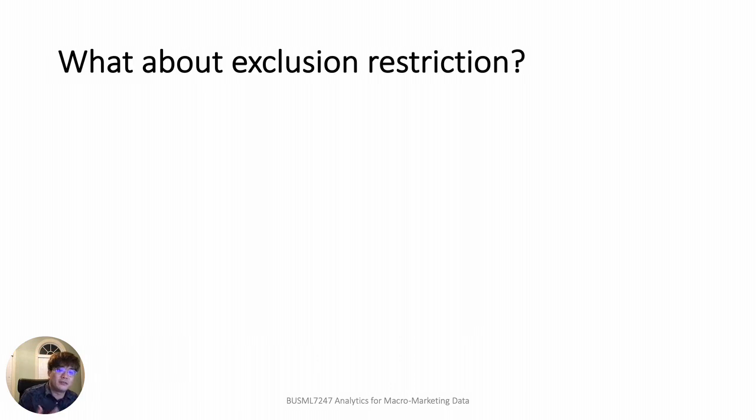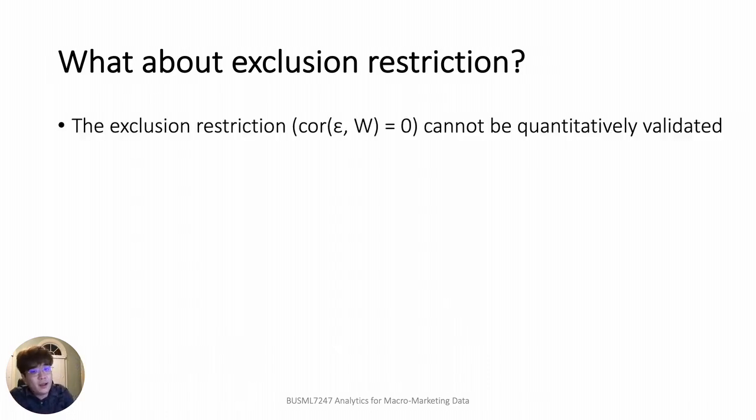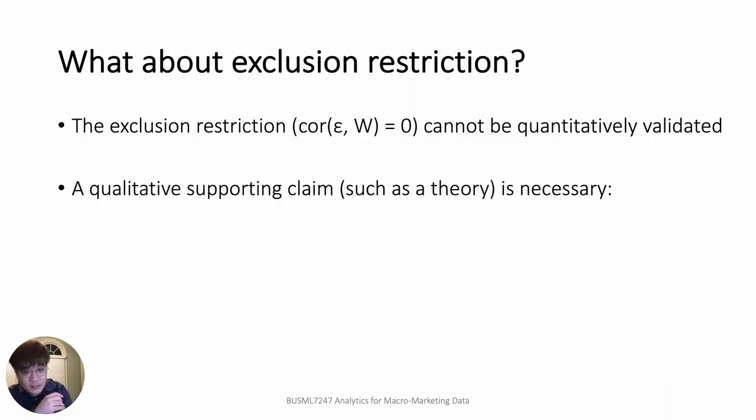Although there exists a risk of weak instrument problem, we can handle the relevance condition by the quantitative validations. But the exclusion restriction cannot be quantitatively validated. The reason is very simple. The error is not observable in analysis, unlike the endogenous variable and the instrument. Instead, researchers have been relying on a qualitative supporting claim, such as a theory.